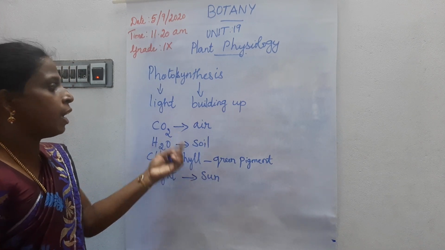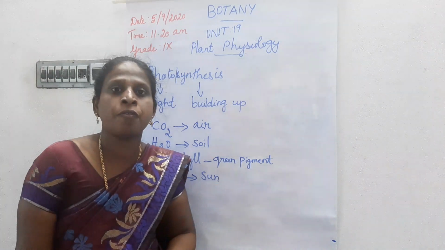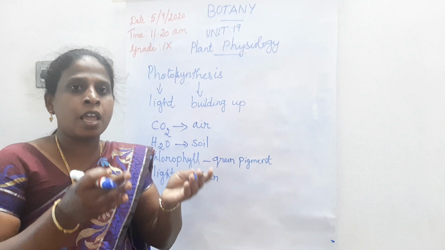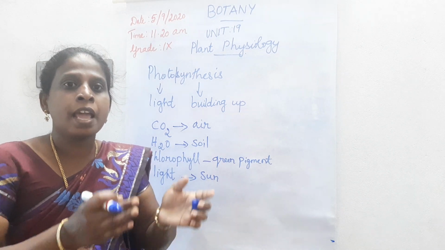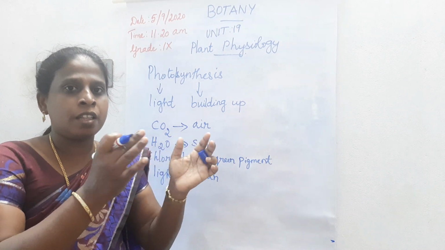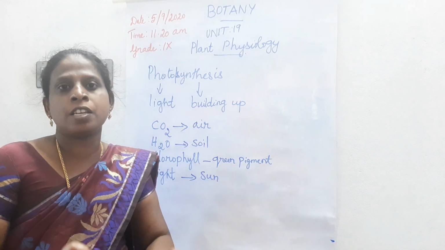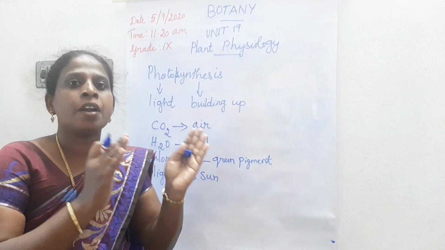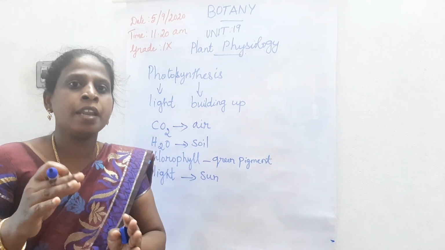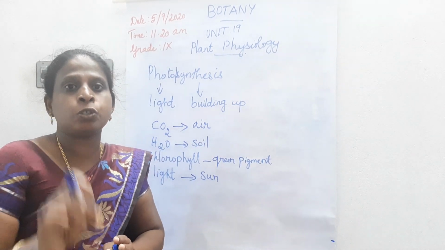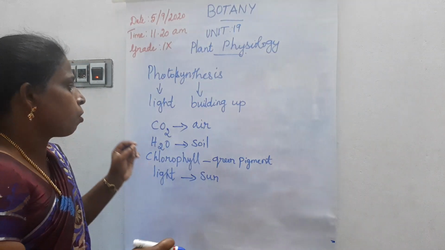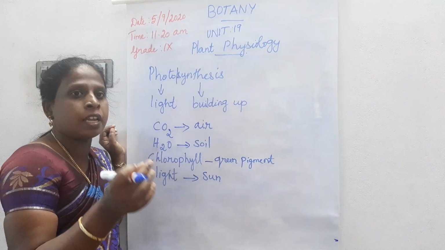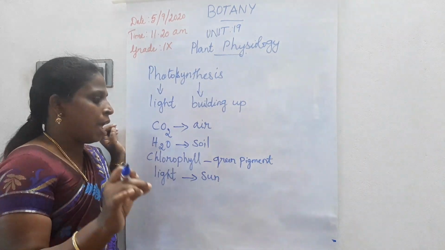With the help of that, the green plants can prepare the food, carbohydrates. The carbohydrate directly does not store in the plant body. These carbohydrates are converted into starch, and the starch is stored in the plant body.